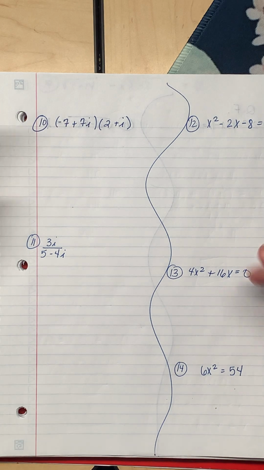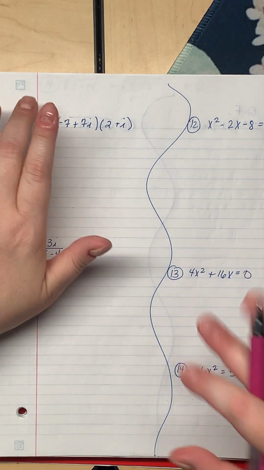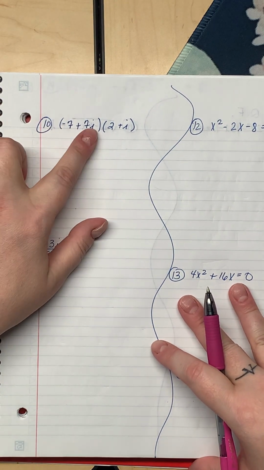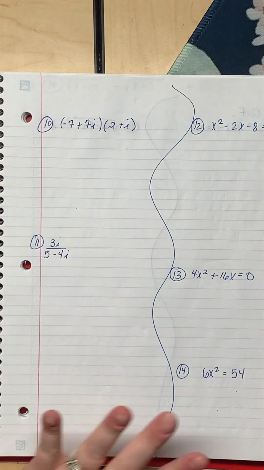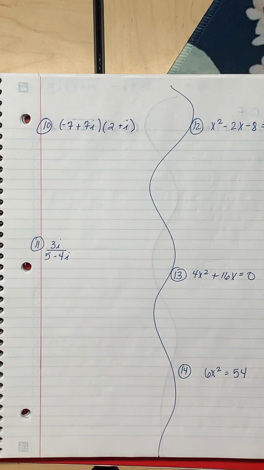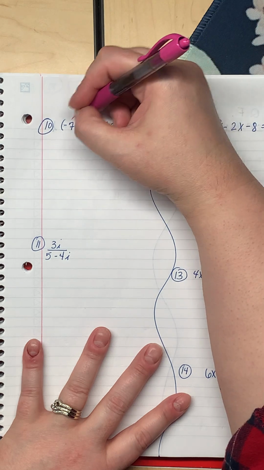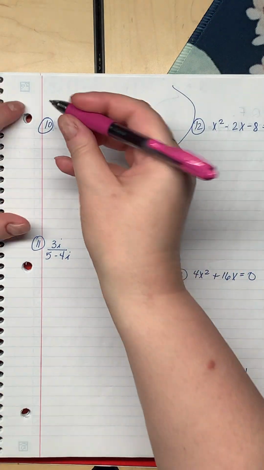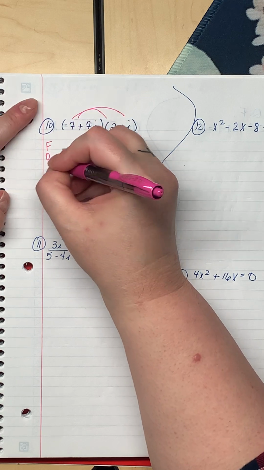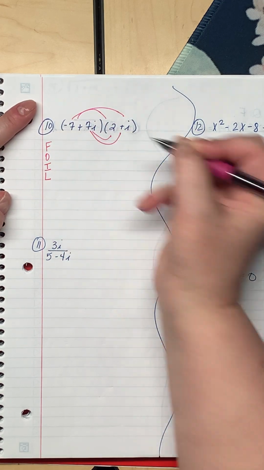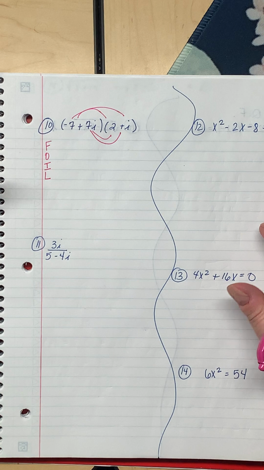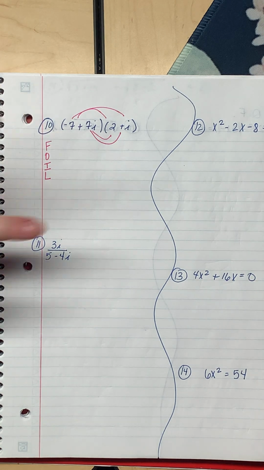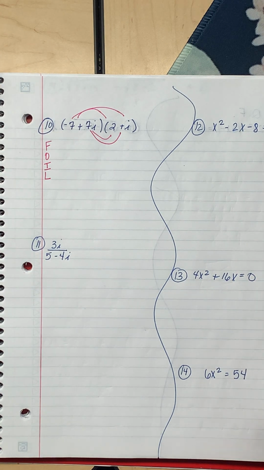This first problem is like number 10 on your homework. It says (-7 + 7i)(2 + i). Okay, first we're going to go ahead and multiply and distribute. And I like to do something called FOIL. You don't have to. You can just write it all left to right. That's what I'm going to do after I FOIL it anyway, so you'll just be ahead of me.